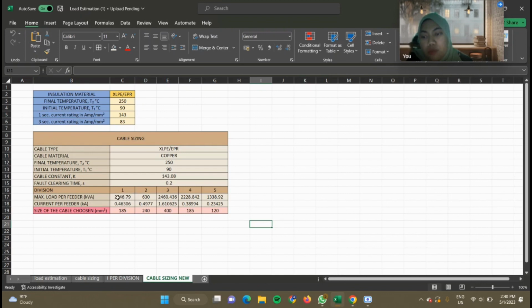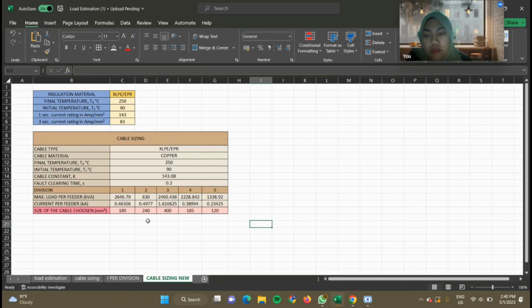Okay. For division 1, the max load per feeder is 2646.79 and the current per feeder is 0.46306, and we choose the size of cable. The size of the cable that we choose is 185 millimeter per square.